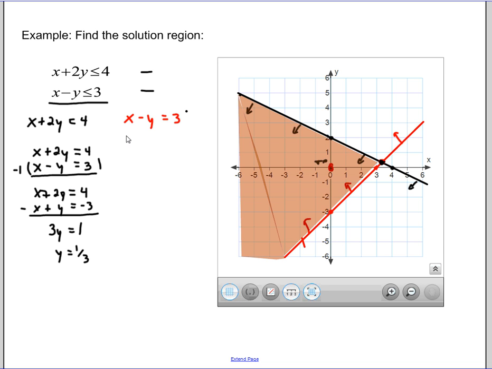And for our x value, well, let's just choose this second equation right here. If x minus y is equal to 3, then x minus 1/3 would equal 3. So we would have to add 1/3 to both sides. If we add 3 to 1/3, what do we get? I'll take a minute to figure that out here. That's right, you should get 10/3. And so our coordinate point right here, this point of intersection, is going to be found at the point 10/3, which would be about the same as 3 and 1/3, and 1/3 for y.